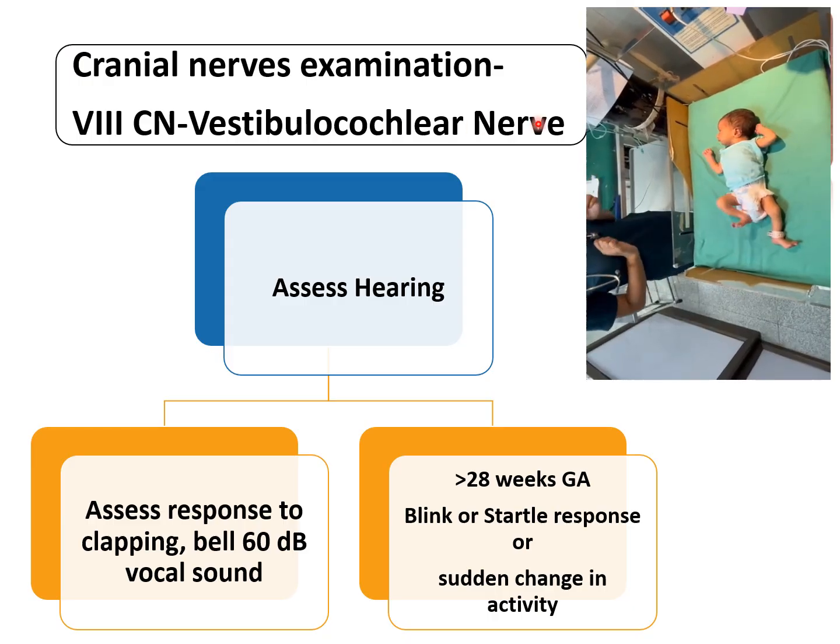Then for the vestibulocochlear nerve, we have to assess the hearing. For the assessment of hearing, we have to stand behind the baby and we have to clap. This will create a 60 decibel sound. A baby of more than 28 weeks of gestational age will show a response by blinking the eyes or a startled response, or a sudden change in the activity, or some body movements can be there in response to the sound.